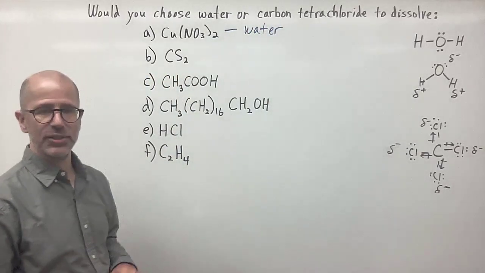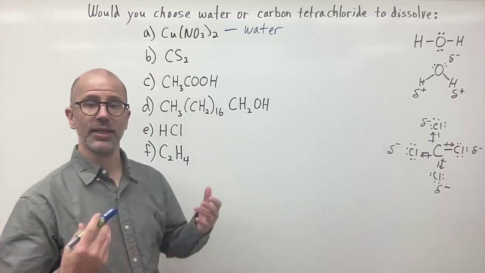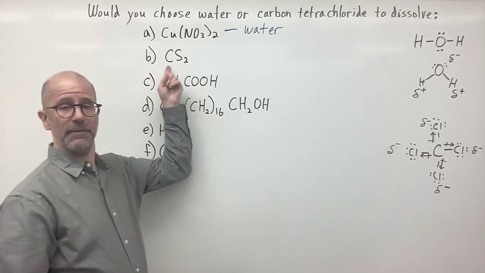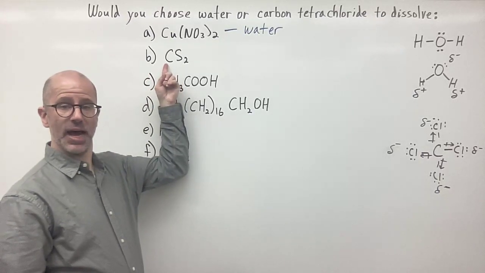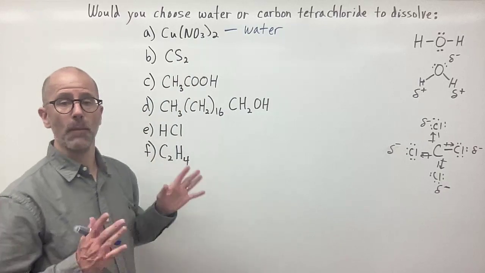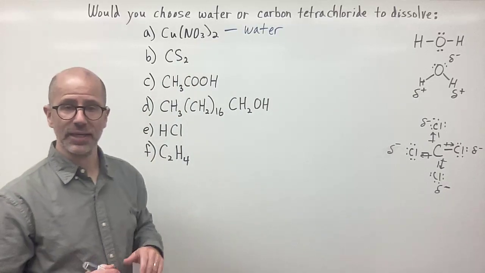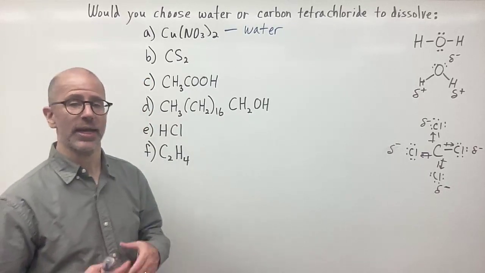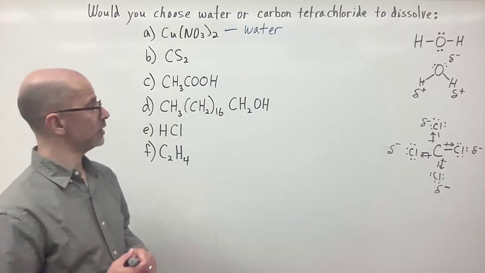What about CS2, carbon disulfide? Let's write out the Lewis dot structure for that. First thing we want to notice is that this is a nonmetal and a nonmetal. Carbon is a nonmetal, sulfur is a nonmetal. So there's no metal here, so this is not an ionic substance, it's a covalent substance. The next thing we want to look at is whether it is polar or nonpolar. So let's take a look.